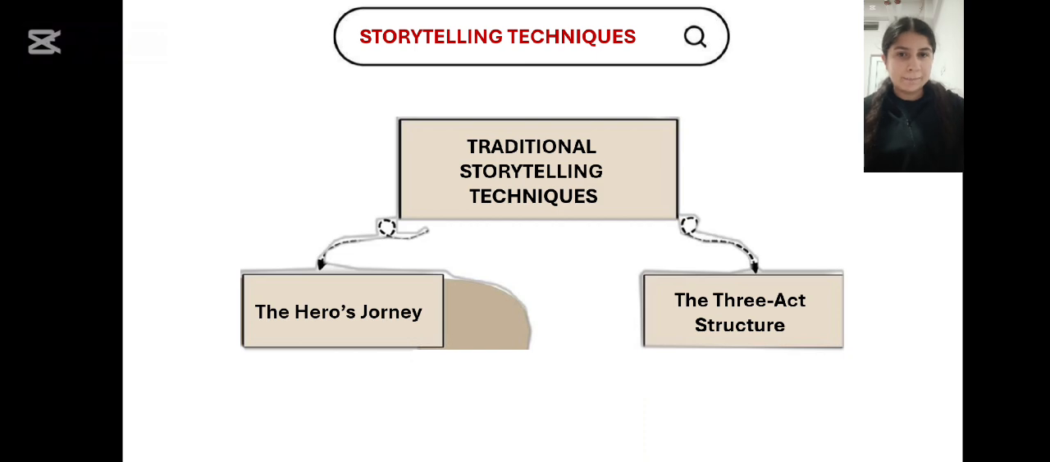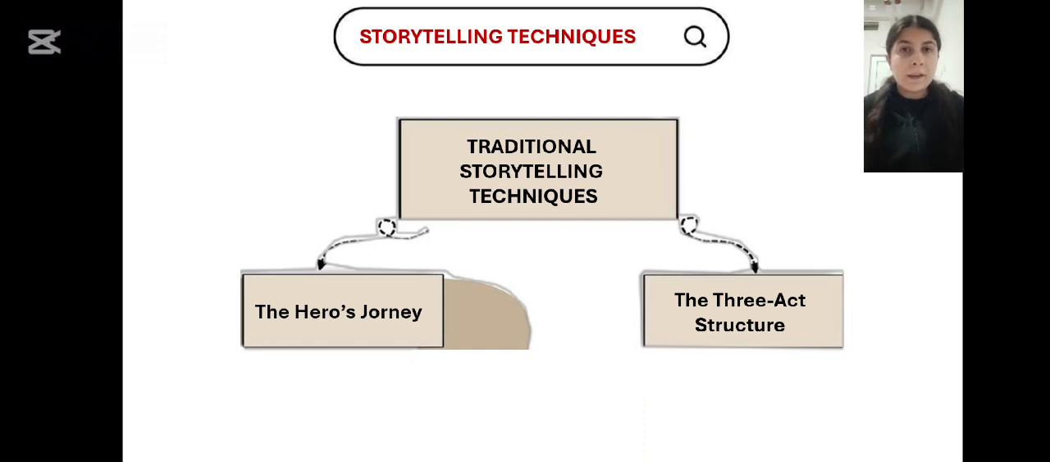So now let's move on to some storytelling techniques. These techniques divide into two: traditional storytelling techniques and new storytelling techniques. At first, let's see traditional storytelling techniques, which divide into two: the hero's journey and the three-act structure. The hero's journey is stories about transformation. It begins with an adventure, then there are some challenges, and at the end, the hero comes home as a changed person.